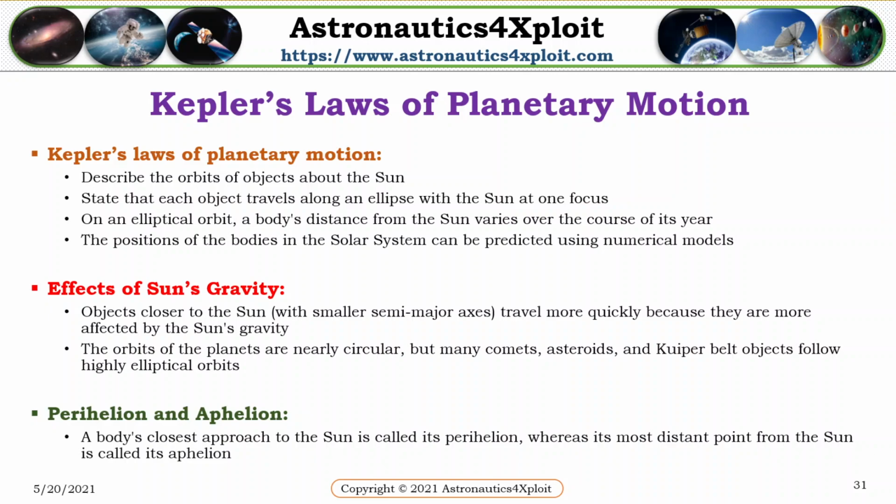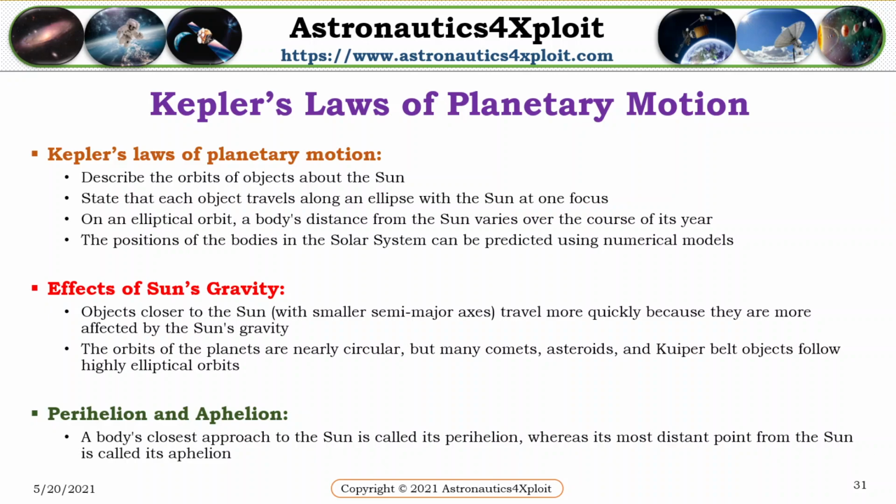Kepler's laws of planetary motion. Kepler's laws of planetary motion describe the orbits of objects about the Sun. It states that each object travels along an ellipse with the Sun at one focus. On an elliptical orbit, a body's distance from the Sun varies over the course of its year. The positions of the bodies in the solar system can be predicted using numerical models.